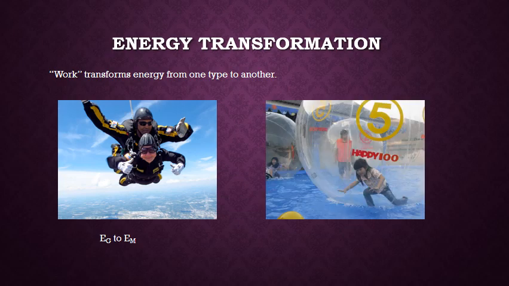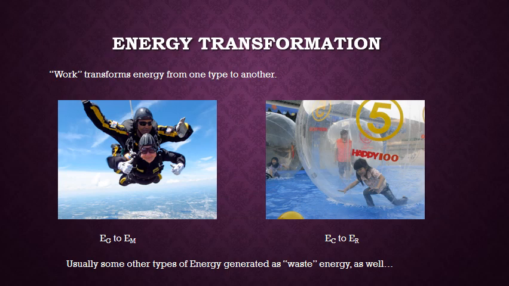Another example: this is a little girl inside a Zorb, which is a big inflatable ball, in some water, and she is turning her chemical energy, she's running as fast as she can, into primarily rotational energy in the Zorb because it's spinning around. A hamster in a wheel is pretty much the same idea. Now, of course, in either of these cases, some other kinds of energy are generated as well, and often those are referred to as waste energy because they weren't really the intended kinds of energy when you went into that energy transformation. So we're not losing the energy, but sometimes you're turning energy into less useful types of energy than you were really intending to.